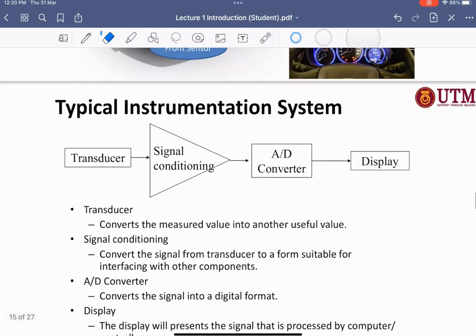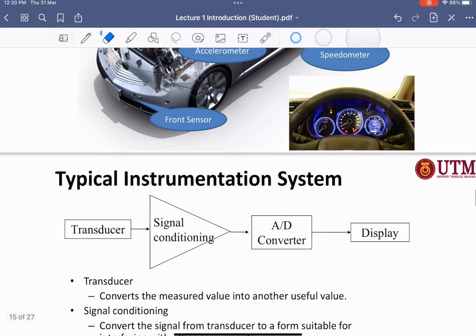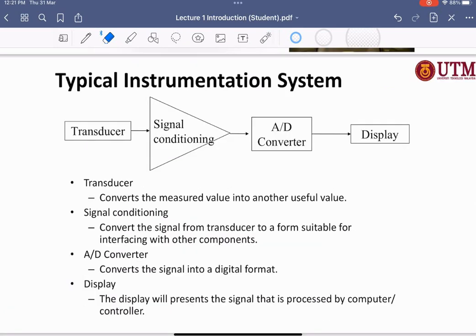Alright, so this is instrumentation. Basically, when we talk about instrumentation, there are four components. The first one is the transducer, or what we call a sensor. The transducer can convert a measured value. For example, you want to measure temperature, and it can convert it into a millivolt, a voltage, or a current, maybe into capacitance, or into ampere, and so on.